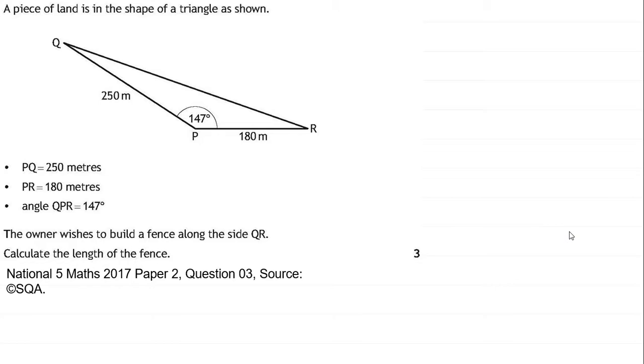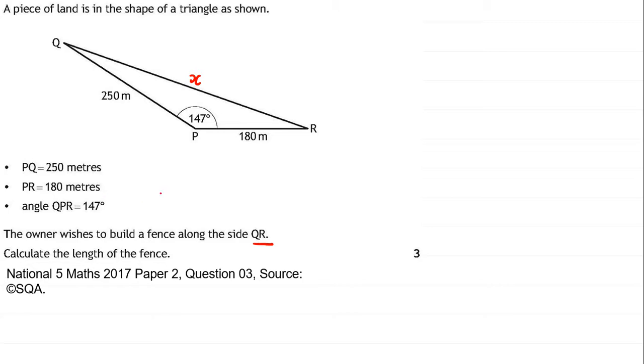Okay, so again, here's a different question. Often they'll try and put questions into some sort of context. So here we've got a context: a piece of land is in the shape of a triangle. The owner wishes to build a fence along QR. Whenever I see that, I automatically put an X next to the side they're talking about, because if I know I'm going to have to find it, I'm just going to label it X straight away. Calculate the length of the fence.